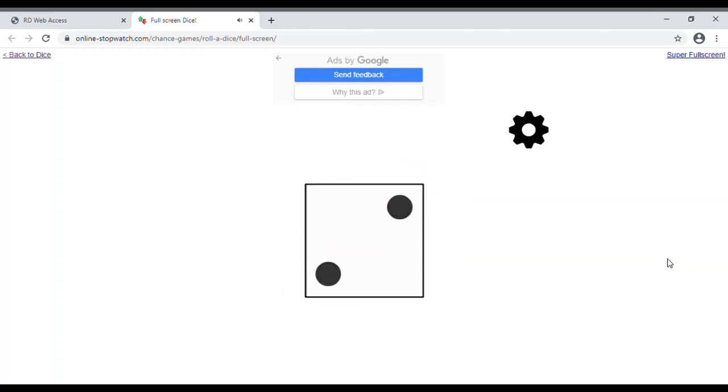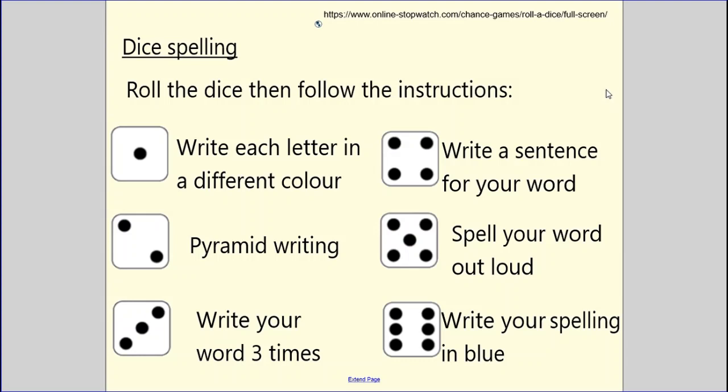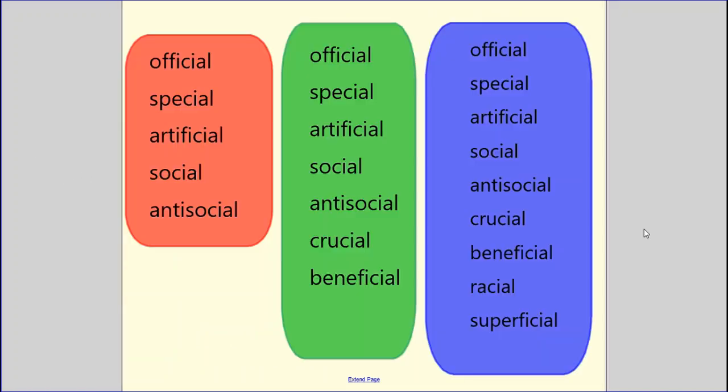A 2. Can you remember what 2 stood for? So 2 stood for pyramid writing. So that is your strategy to practice with today. Go off and have a go. If you do a lot of pyramid writing, you get a little bit fed up with that strategy, feel free to roll the dice again and have a go at a different one. Okay, so here are your spelling words once again for you to pause the screen and have a go at practicing them using that strategy.